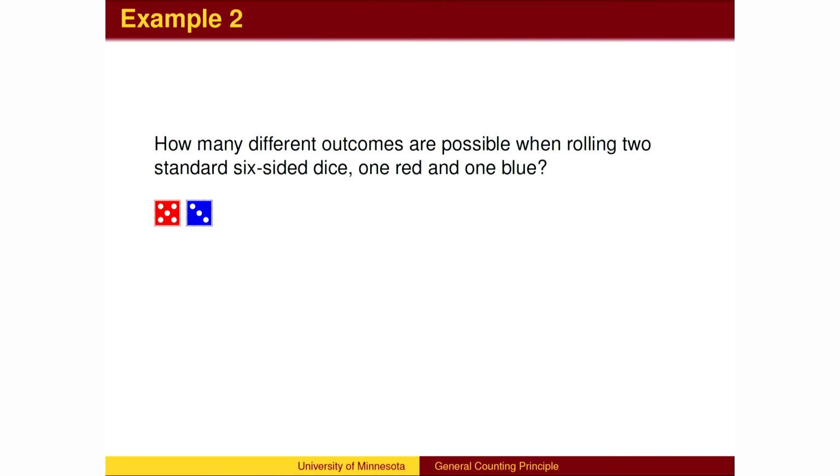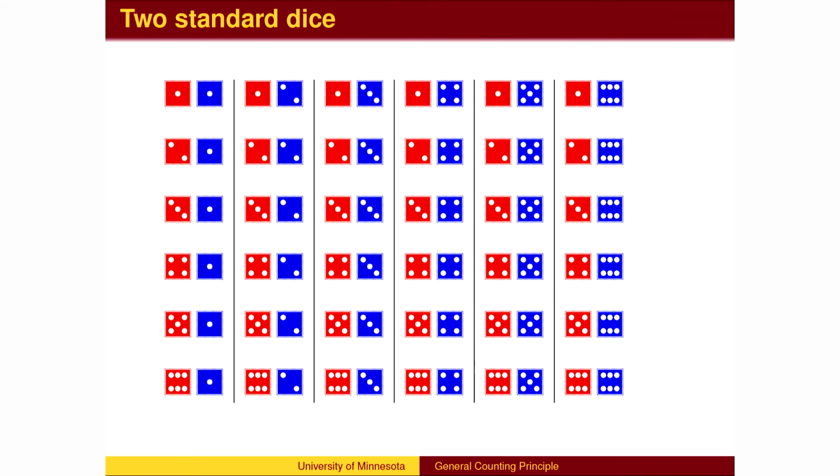Here's a second example, rolling 2 6-sided dice. There are 6 choices for the red die and 6 for the blue die, so a total of 36. There are 6 rows for the 6 different values for the red die and 6 columns for the 6 values of the blue die.